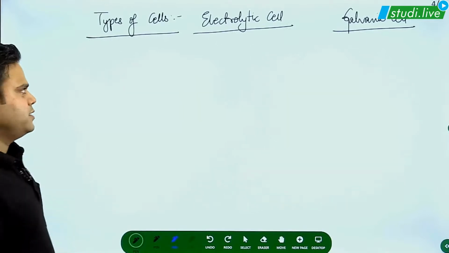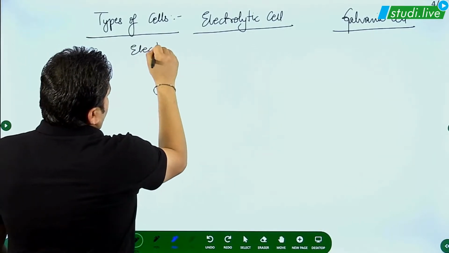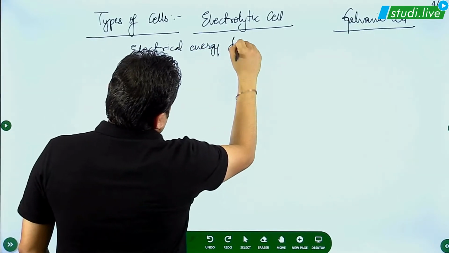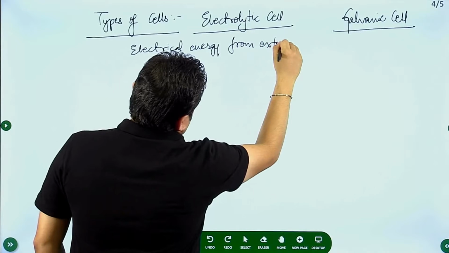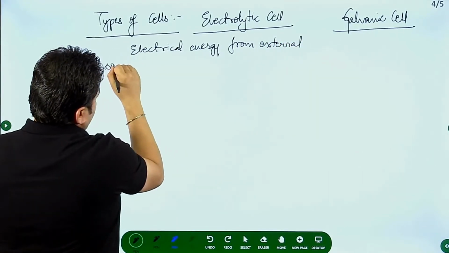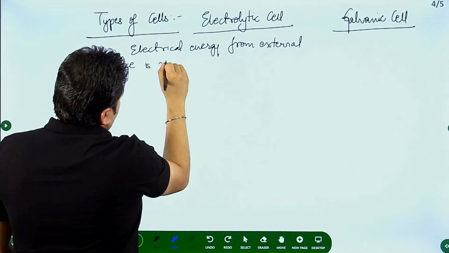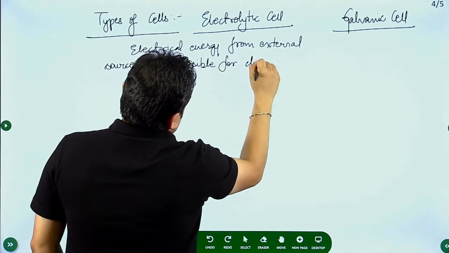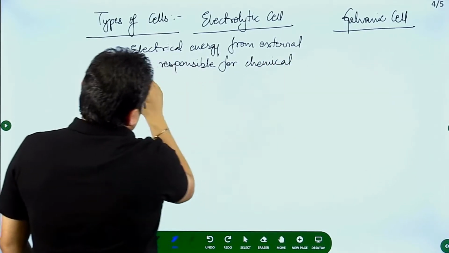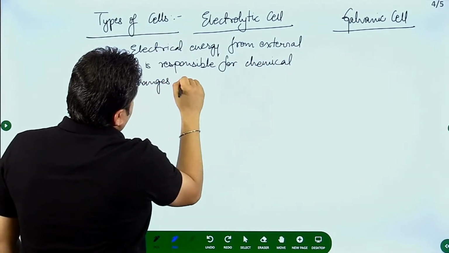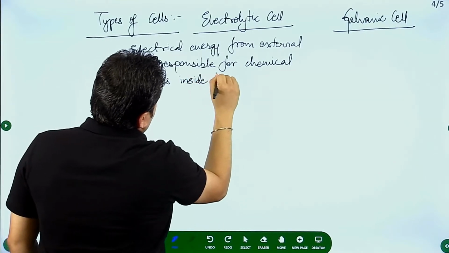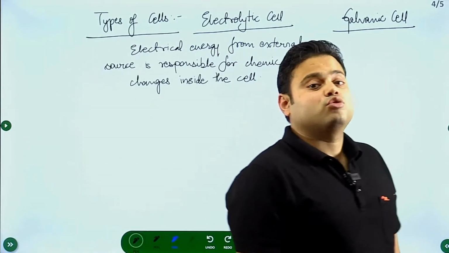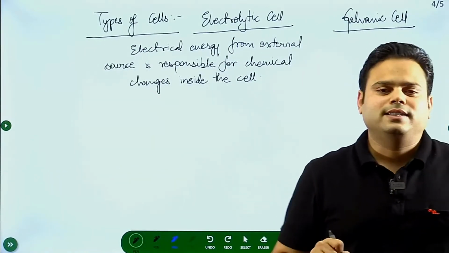Now, what is an electrolytic cell? Electrolytic cell is that cell in which electrical energy from an external source is responsible for chemical changes inside the cell.